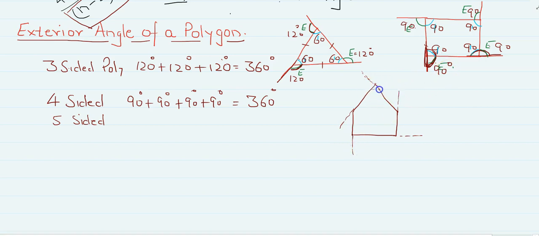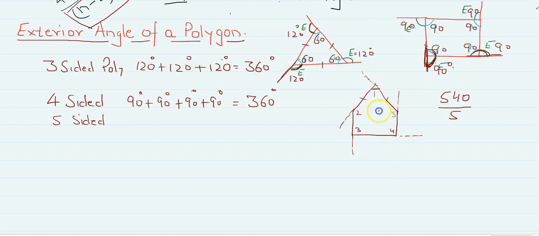Now we have 1, 2, 3, 4, 5 interior angles. And the sum of all interior angles of a pentagon is 540. There are 5 angles: 1, 2, 3, 4, 5.